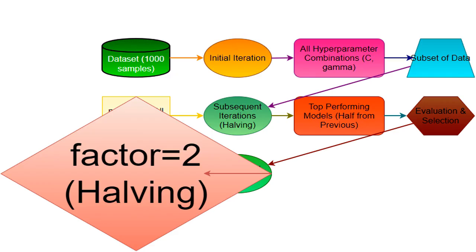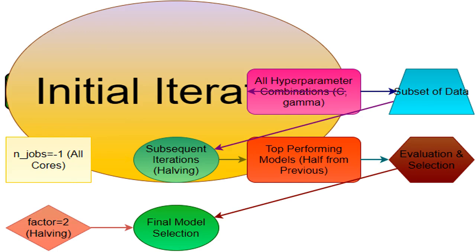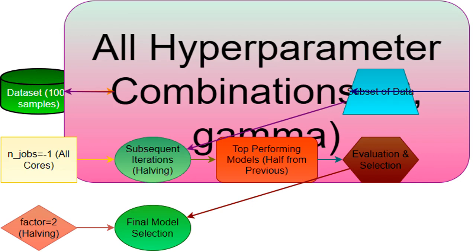This means I have the number of models I test in each round of the search. It's like a tournament, where only the top half of the players advance to the next round. In the first round, I test all the possible combinations of my SVM's C and gamma parameters. But I don't use the entire dataset. I use only a subset to speed things up. These are all the different settings for C and gamma that I want to try to optimize the SVM classifier. It's like trying different recipes.